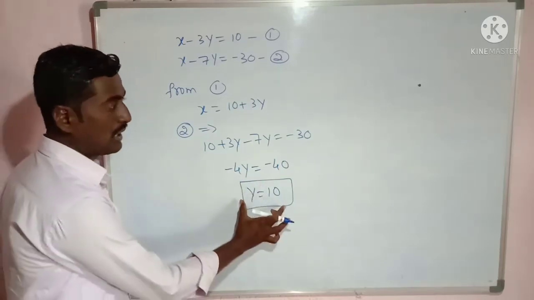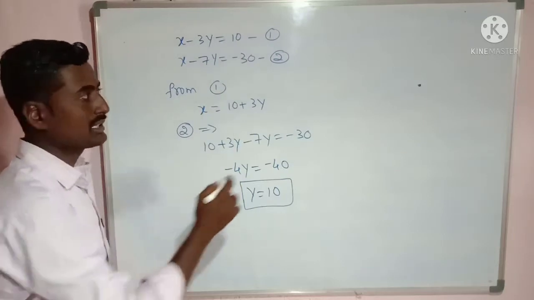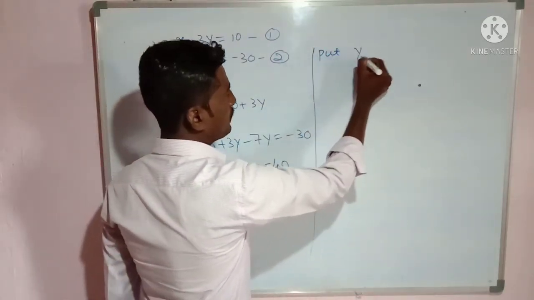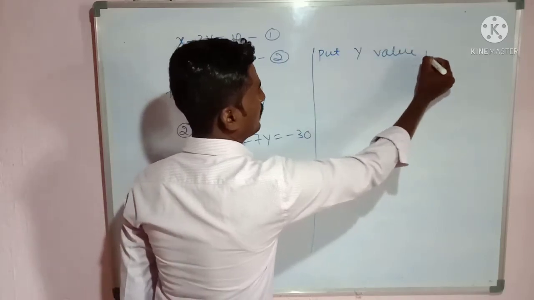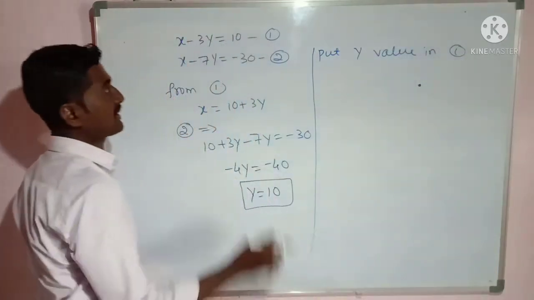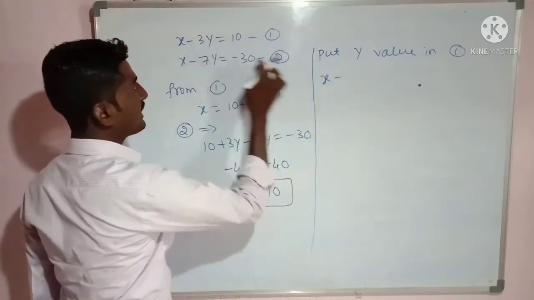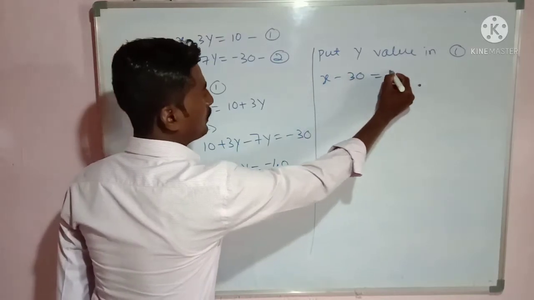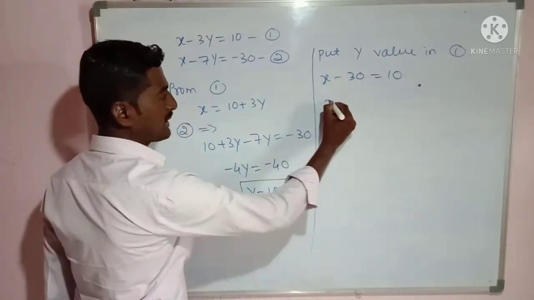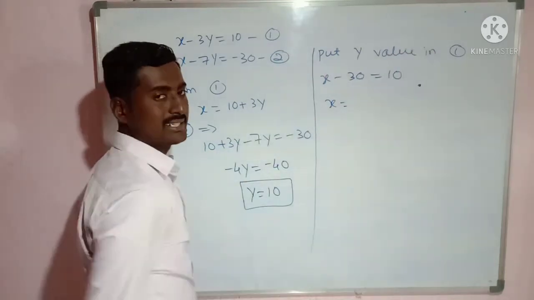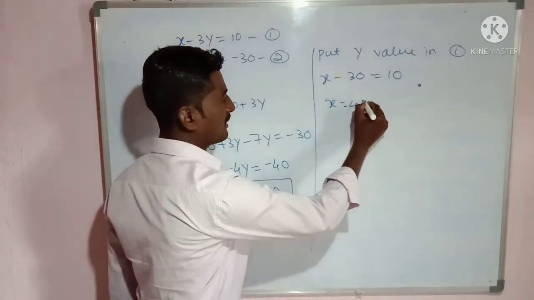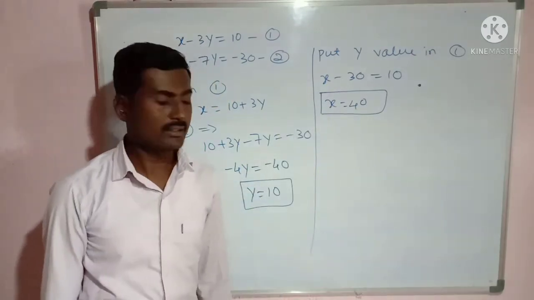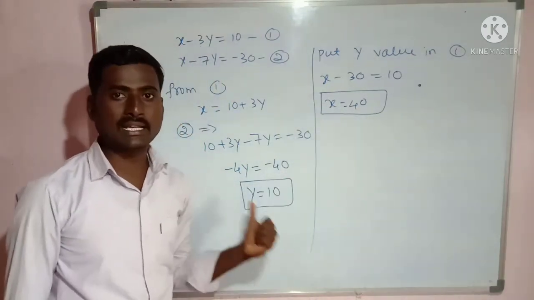Now by substituting the y value in equation number 1 or 2, I will get the value of x. Put y value in equation number 1. See the equation, x minus 3y, 3 into 10, that is 30, is equal to 10. So x is equal to what? 30 goes to that side, 30 plus 10, that is how much? 40. So it means the present age of Jacob is 40 years. Okay. So hence we got the value of x and y.